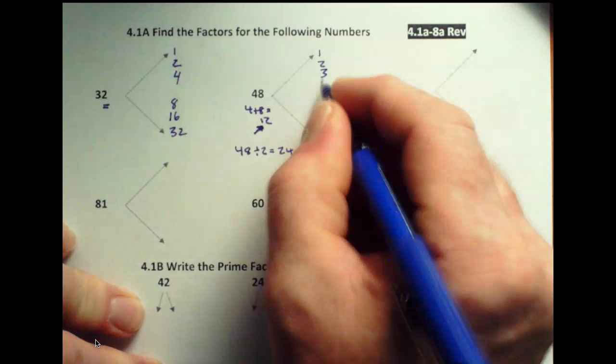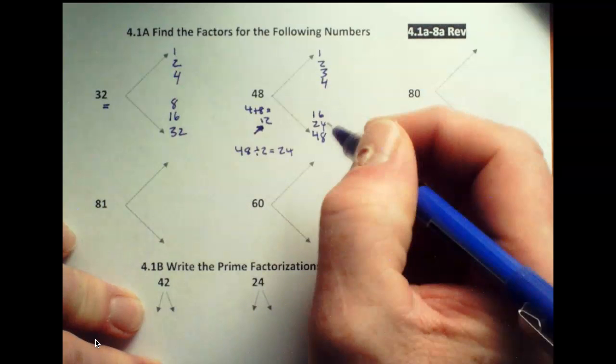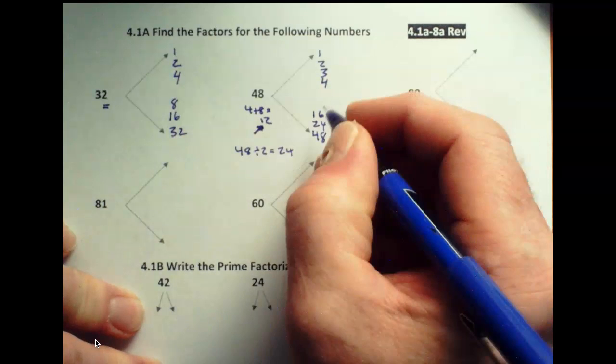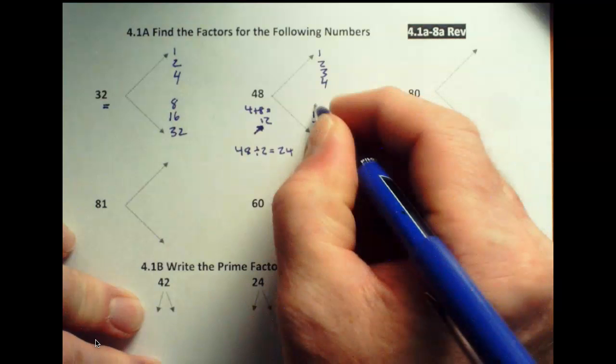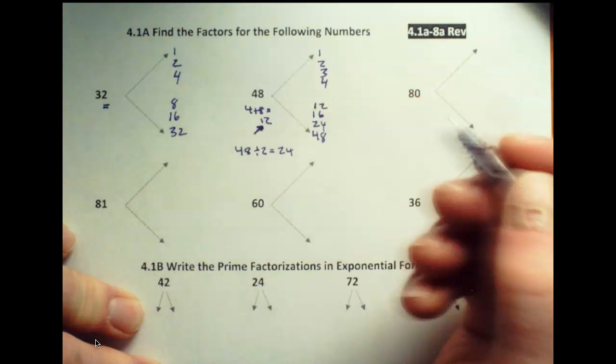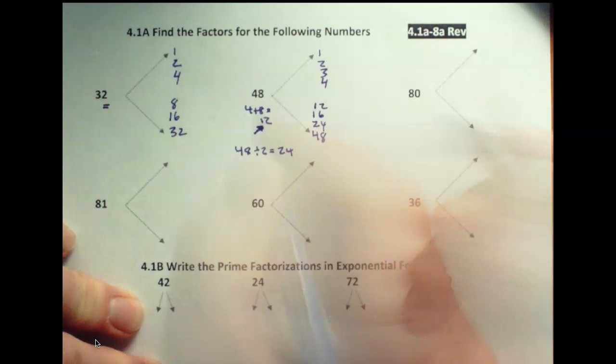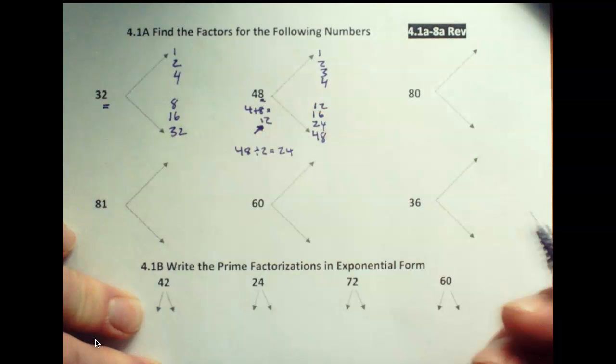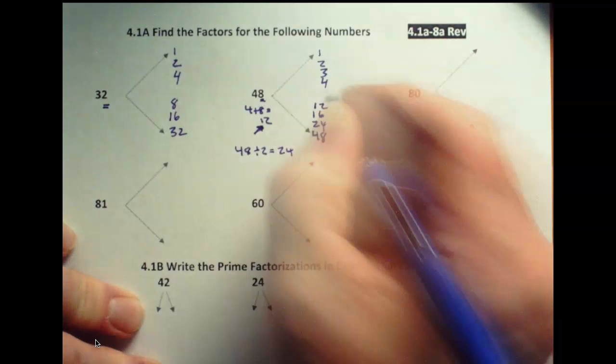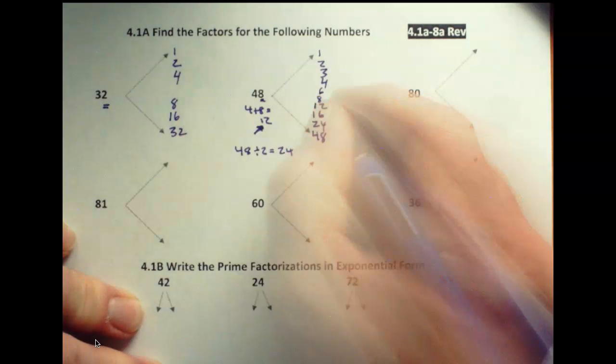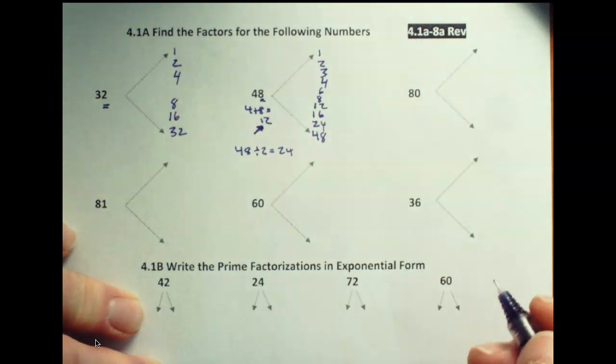4 goes in there. 4 times 10 is 40. 4 times 11 is 44. 4 times 12 is 48. 5 doesn't go in there. Again, it doesn't end in a 5 or 0. 6 goes in there 8 times. And 7 doesn't go in there because 7 goes into 49. So you've got all your factors there.